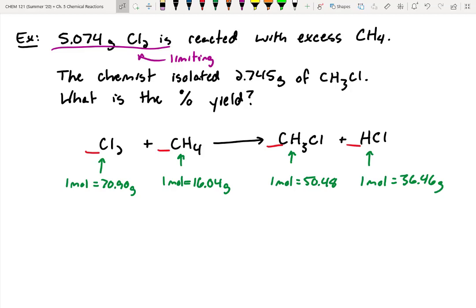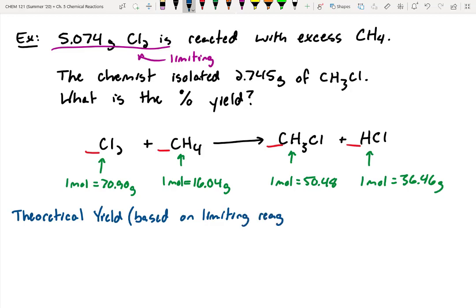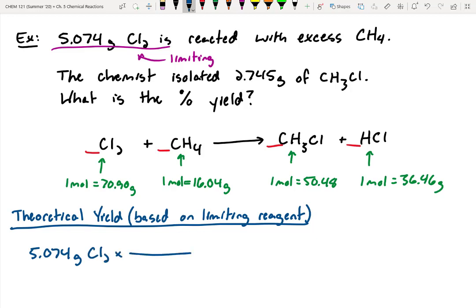So let's first calculate our theoretical yield. And like I said, the theoretical yield is always based on the limiting reagent. Okay, so let's consider the chlorine as our limiting reagent. That's the clue we already had. And we said that we reacted 5.074 grams of chlorine. Now let's get rid of the grams unit, put that on the bottom.